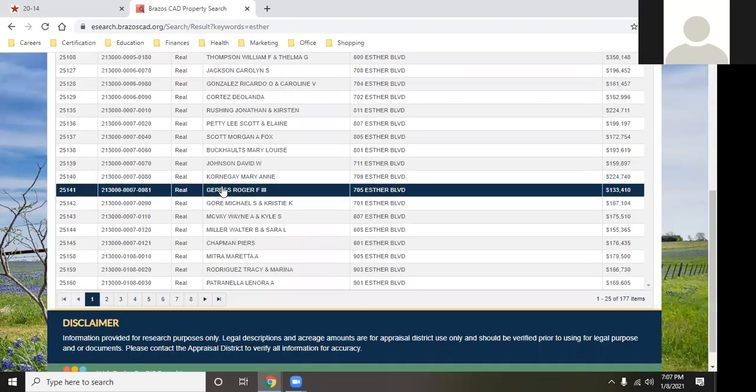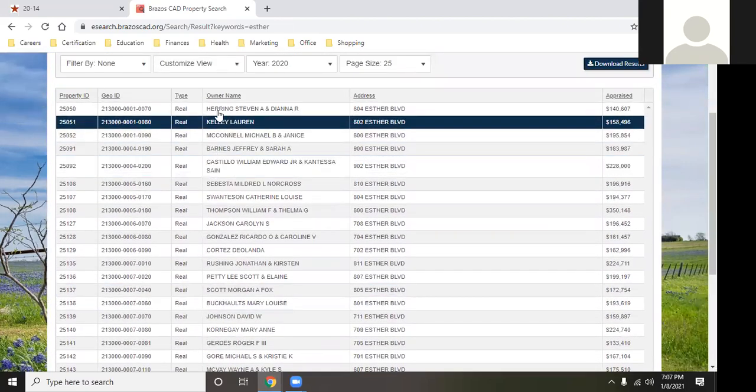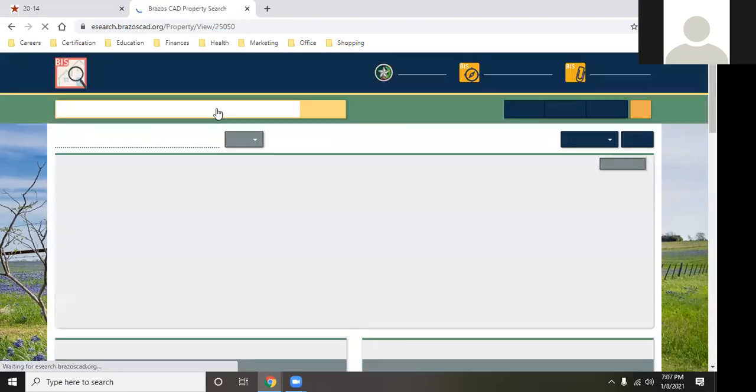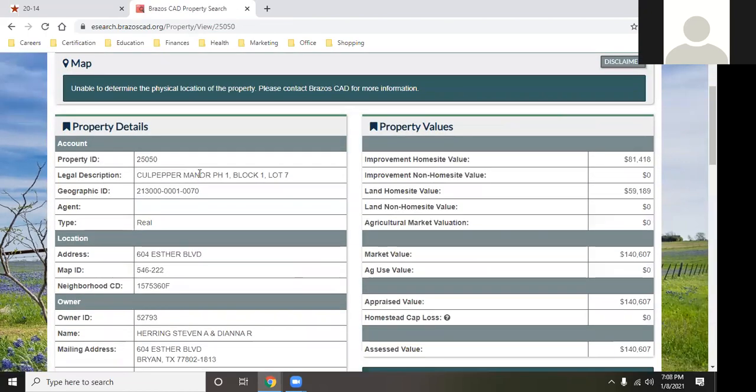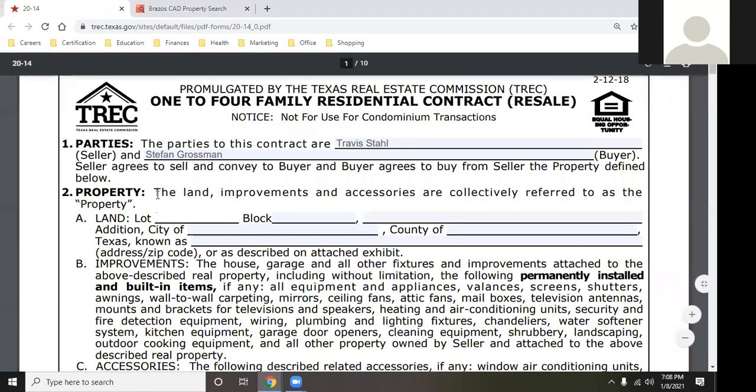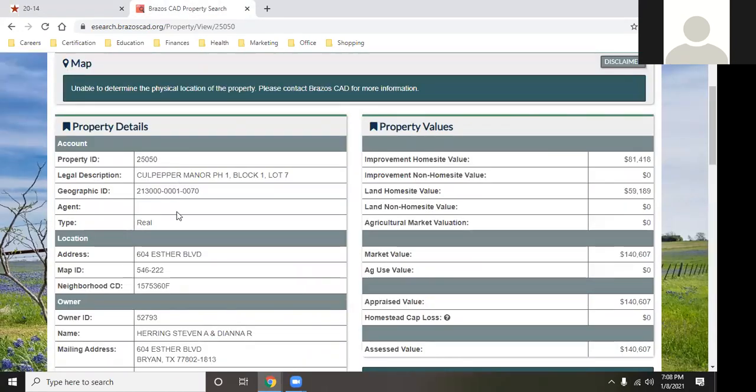Wow. All right, there's a bunch of them, guys and gals. So we're just going to pick the first one, just the easiest one. So we're going to say this was his property. And what's going to happen is we're looking for the legal description. Okay? So we're going to go over here. We're going to say that this is Mr. Grossman's property, 604 Esther Boulevard, but you'll see right here is legal description. So what we're going to do is we need our lot number. So our lot number is 7, our block number is 1.